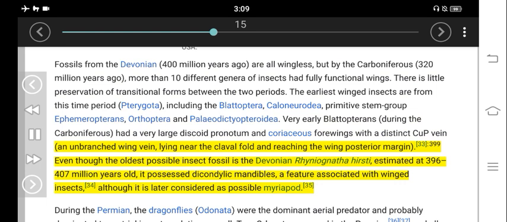Even though the oldest possible insect fossil is the Devonian Rhyniognatha hirsti, estimated at 396 to 407 million years old, it possessed dicondylic mandibles, a feature associated with winged insects. Although it is later considered a possible myriapod.